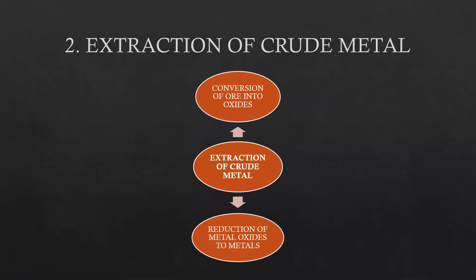The second process is the extraction of the crude metal. Extraction means we are separating. Crude metal means some impurities are still present in the metal. There are two steps. The first step is the conversion of the ore into the oxide. The second step is the reduction of the metal oxide to the metal.